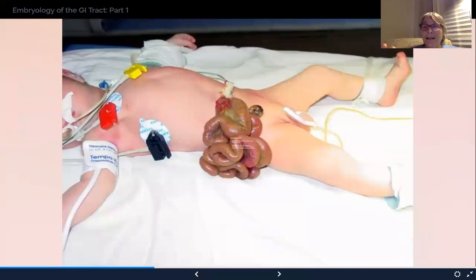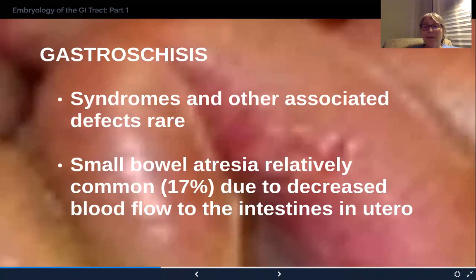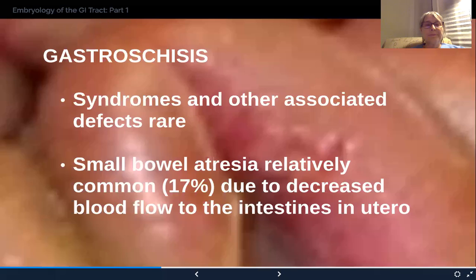There is a different kind of abdominal wall defect, different from an omphalocele, that's called a gastroschisis that looks like this. This happens later in development, and syndromes and other associated defects are very rare. There can be small bowel atresia, so failure of the small bowel to completely form, because this is herniating out of a little defect on the abdominal wall just to the side of the umbilicus. And that's almost acting like a constricting rubber band in terms of the blood flow to the intestine. And so they can develop atresia from that.